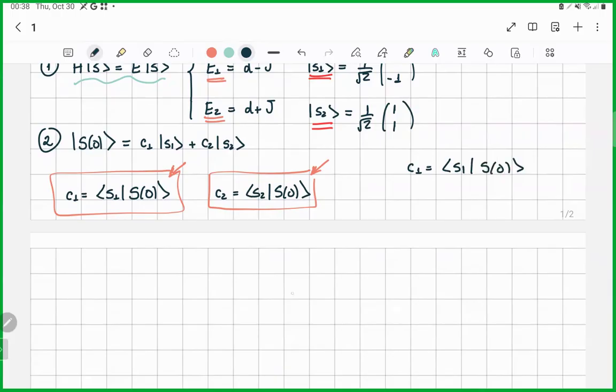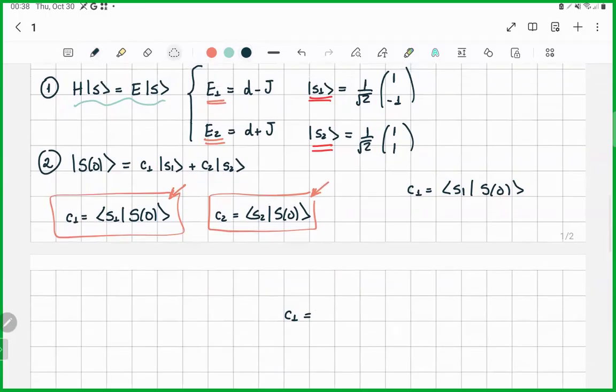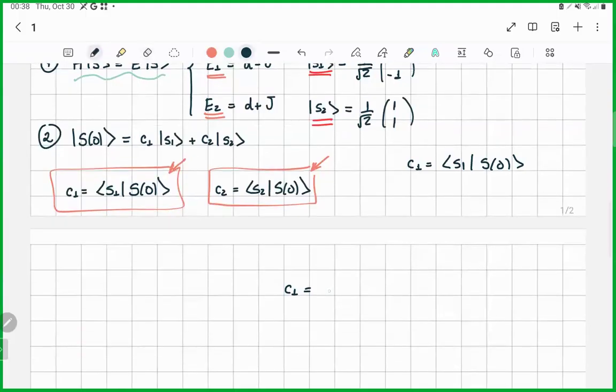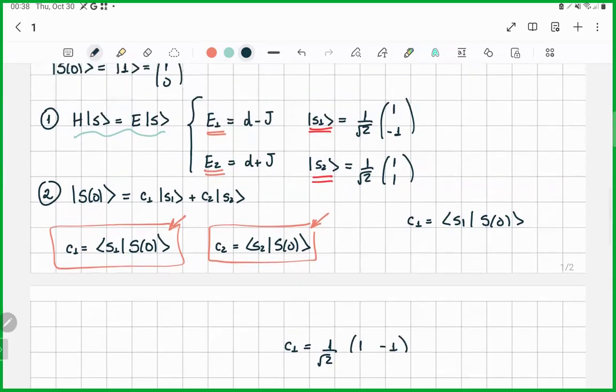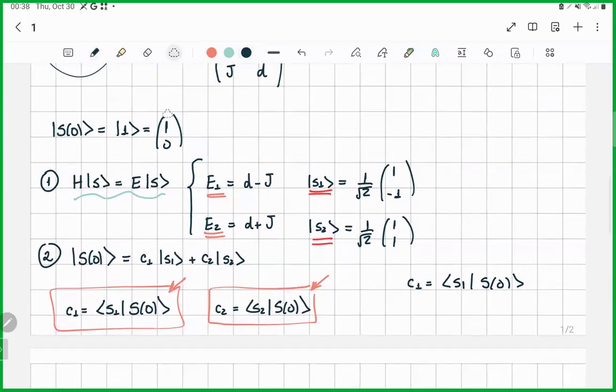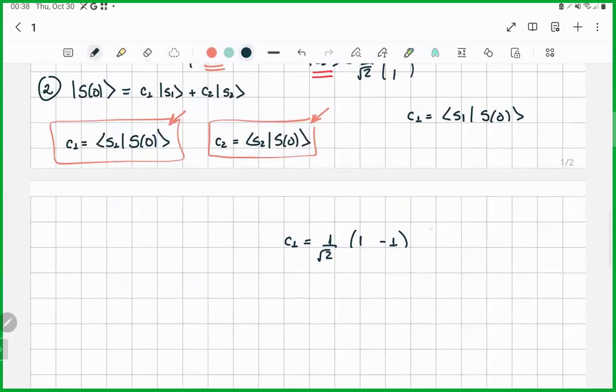Okay, so C1, S1 is up here. No, S1 is here. This is the bra. I'm going to put in the bra, so the line, there is 1 over square root of 2, 1 and minus 1. And our initial state, remember, is this vector here, 1, 0. So what is C1? 1 over square root of 2.